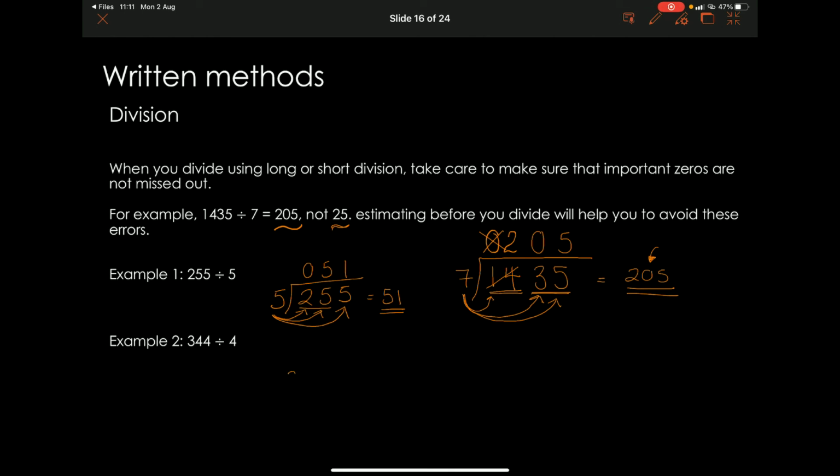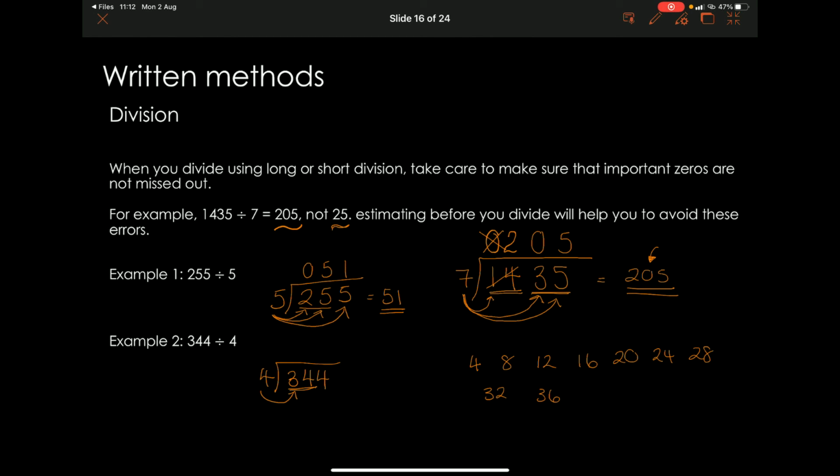And then this one here, 344 divided by 4. How many 4s go into 3? We can't do that. Okay. Now, it then says how many 4s can we fit into 34? So this is a little bit trickier. If I wrote out my 4 times table, 4, 8, 12, 16, 20, 24, 28, 32, 36. 34 isn't in the 4 times table.